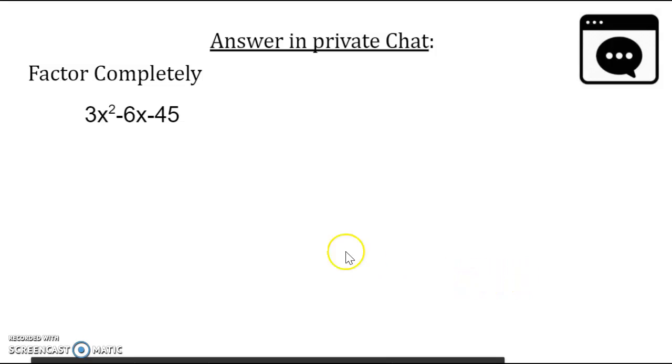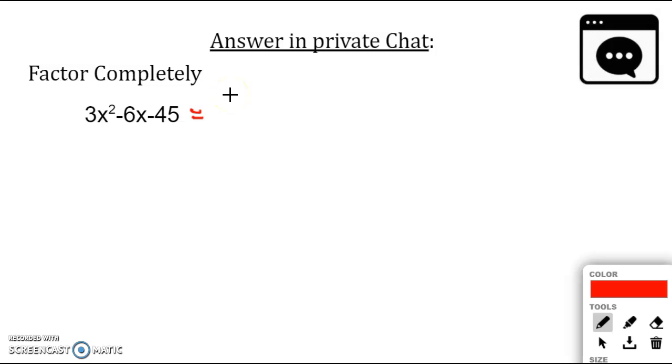Okay, so as part of your warm up, you were asked to factor this. Okay, and I gave you the hint that you should look for GCF. Well, when you're looking for GCF, first thing you should do is look at all the numbers 3, 6, and 45. Is there a number that is divisible by all three terms? And the answer is yes, it's 3, right?